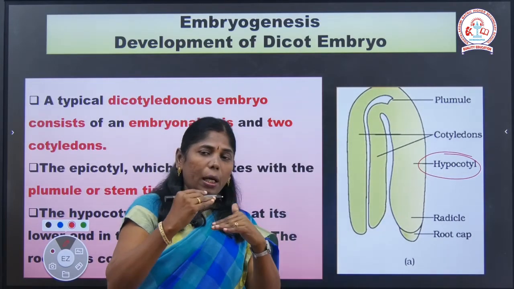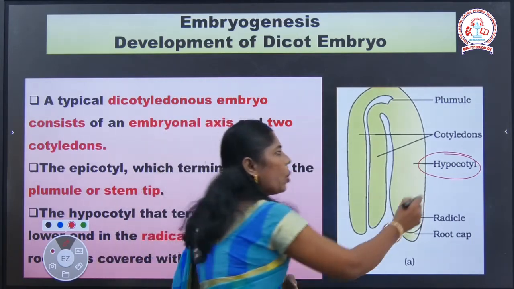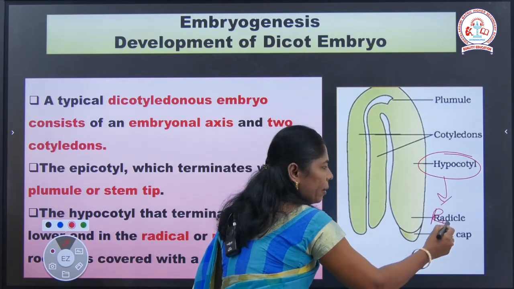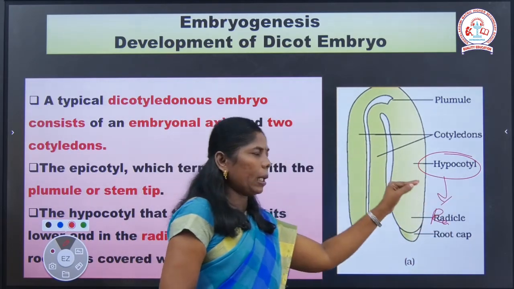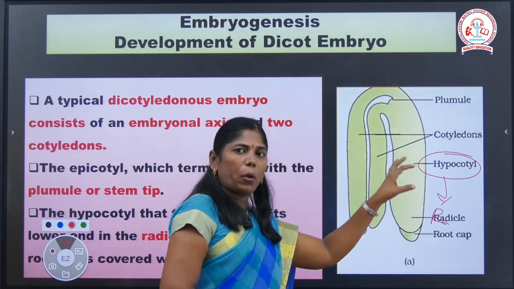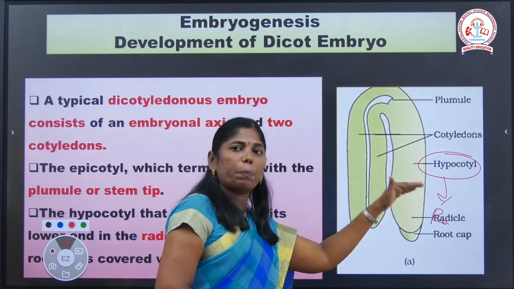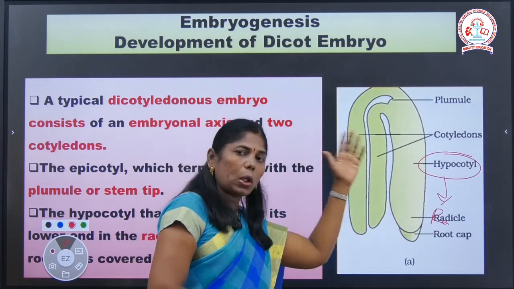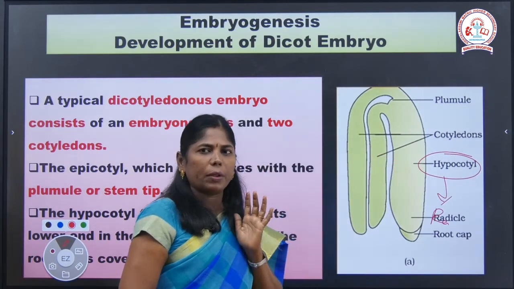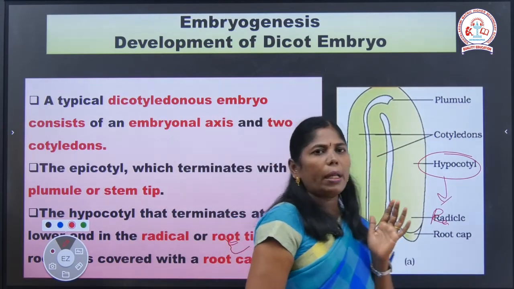Okay, so from the epicotyl the plumule comes, and from the hypocotyl the radicle comes. Okay? So the hypocotyl is a portion of the embryonal axis just below the cotyledons. Above the cotyledons is the epicotyl. Okay, so that gives rise to the root and shoot system.